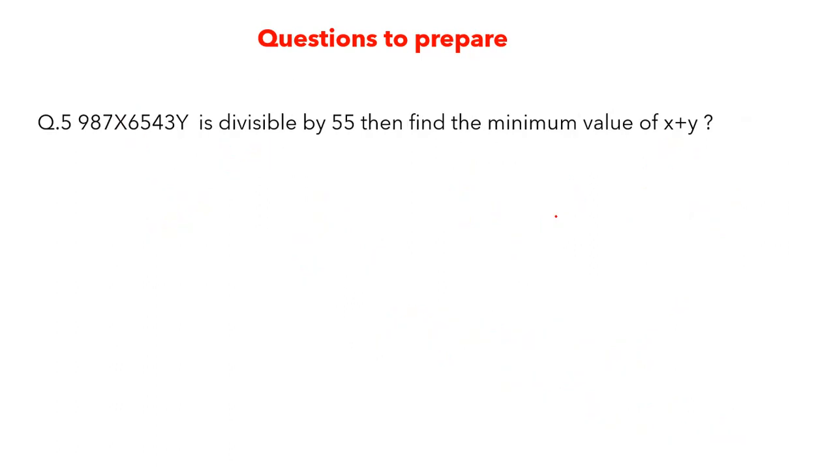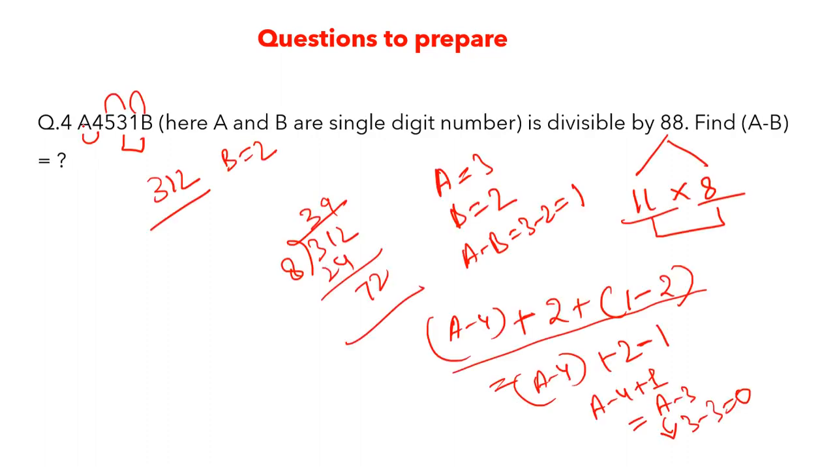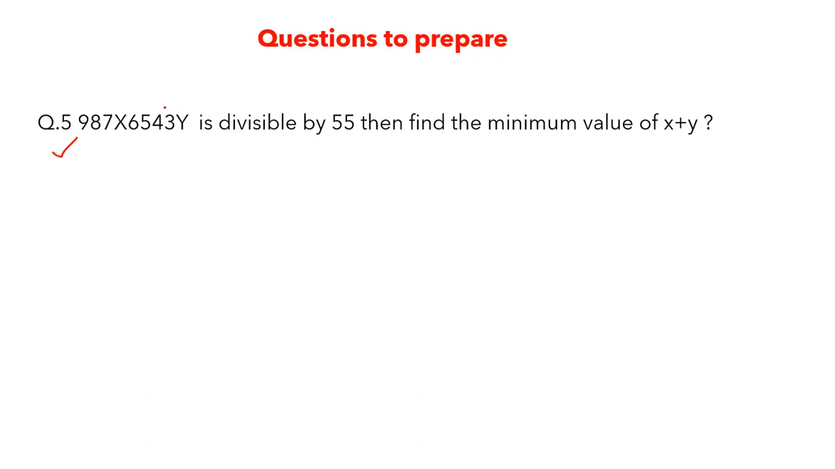Okay. So here's our next question: 987x6543y is divisible by 55. Then find the minimum value of x plus y. So this is your homework. Let's take this as homework because I have already shown you one question based on the same concept. Now you have to tell me what the answer for this one should be.